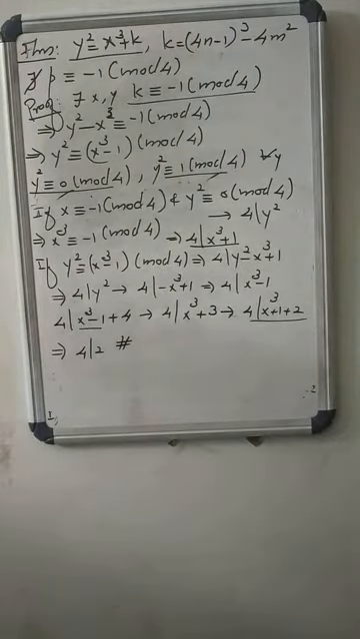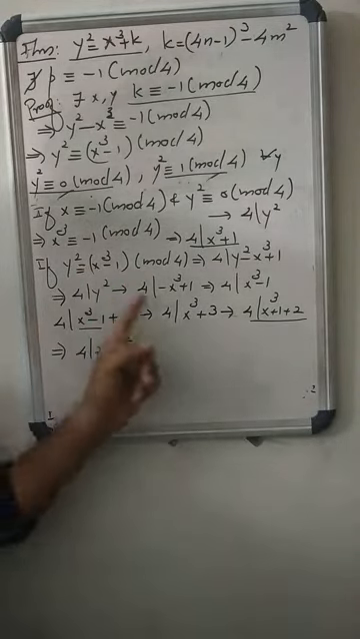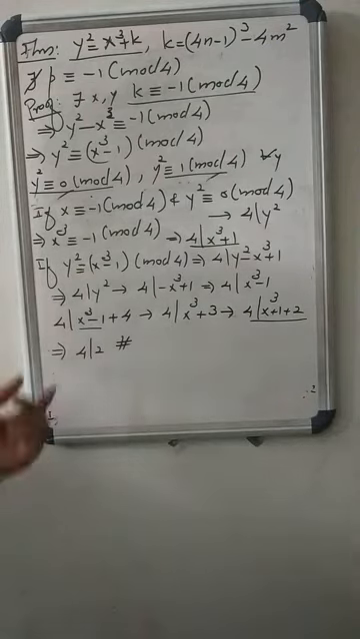So that is impossible. Hence this case also does not hold. If x ≡ -1 mod 4 and y² ≡ 0 mod 4, then if y² ≡ x³ - 1 mod 4, again that case does not hold. We have a contradiction: 4 divides 2.